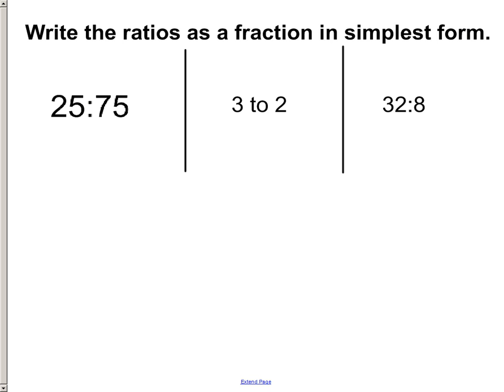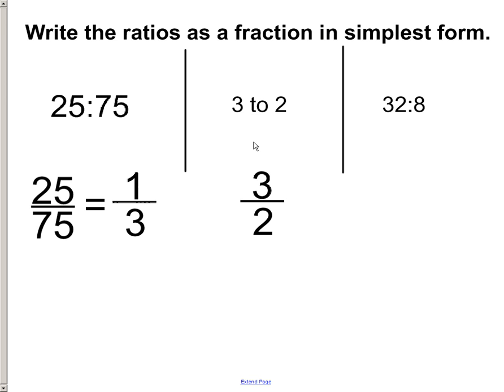Now, sometimes they give you a ratio and they want you to simplify it or to switch the format. So in this case, we're going to give you these 3 ratios that are written in a way different than fractions, and they're just saying rewrite them as a fraction, but as always, simplify them. So 25 to 75 as a fraction is written like this, and then we just have to simplify it down to 1/3.